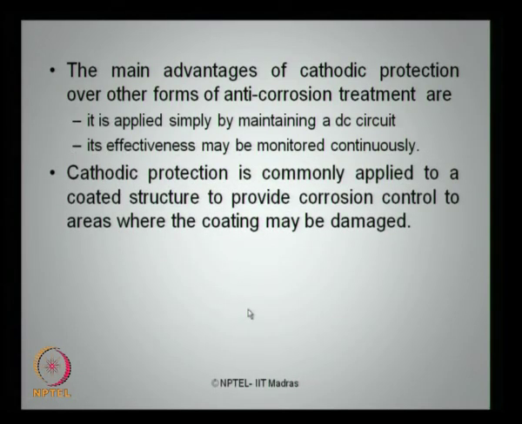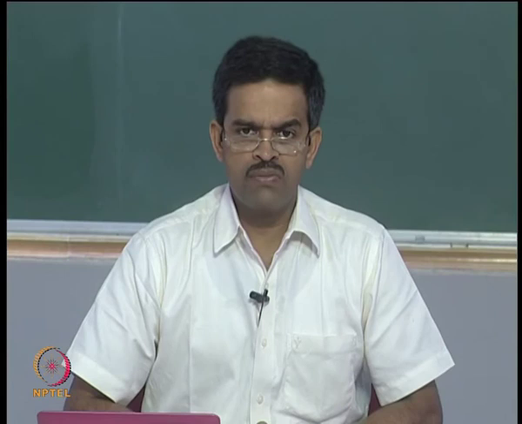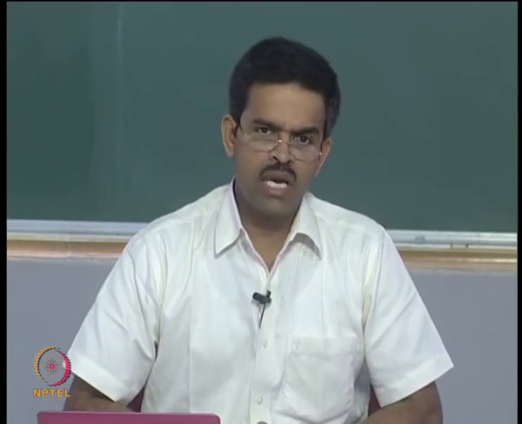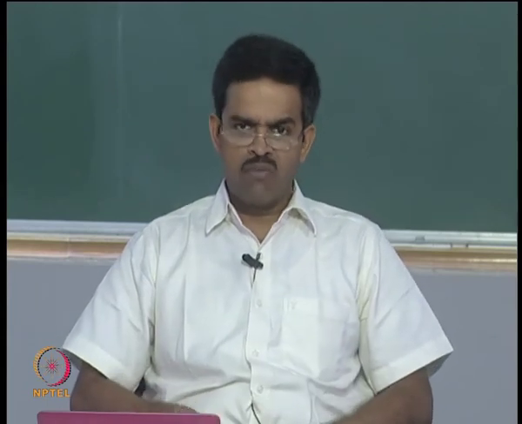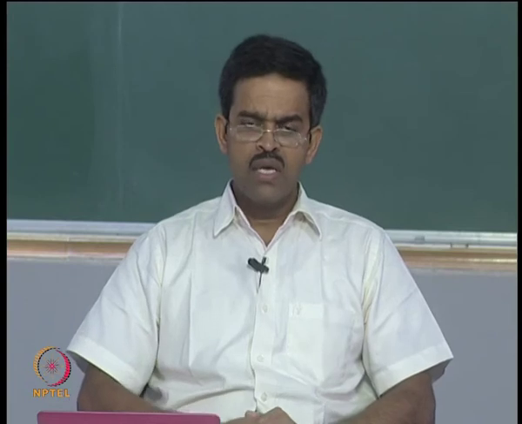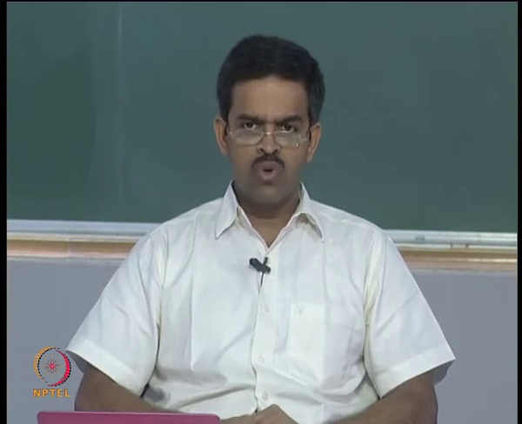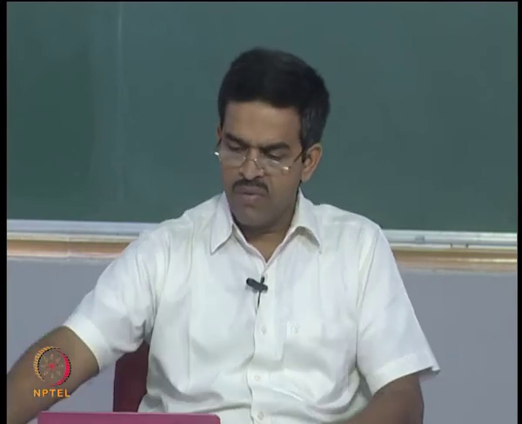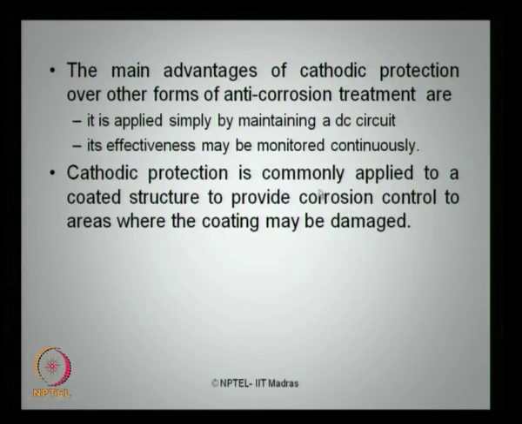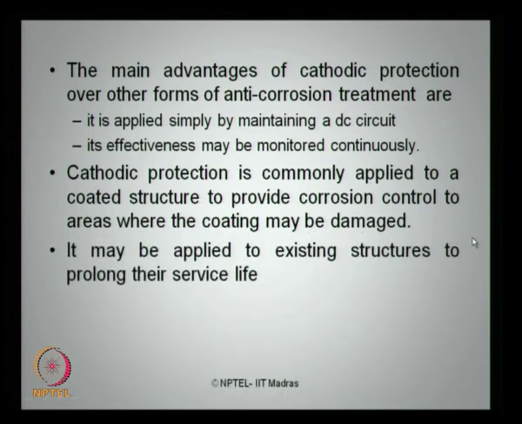Cathodic protection is commonly applied to any coated structure to provide corrosion control in the areas where the coating may be damaged. For example, you have a member which is completely coated and lies in the atmospheric and splash zone. There is always a tendency for this coating to get washed off or leached off because of the chemicals present in the sea environment. So if you suspect that kind of erosion happening on the steel surface, then you can use this kind of protection in those zones where corrosion can take place very actively. It may be applied to existing structures to prolong the service life, which is a common practice. Nowadays, cathodic protection techniques are also implemented in the design stage itself.